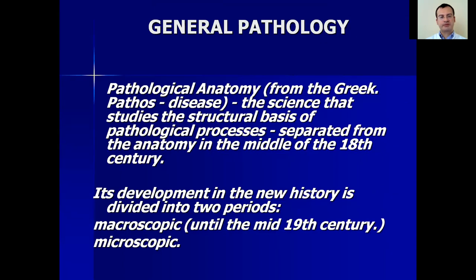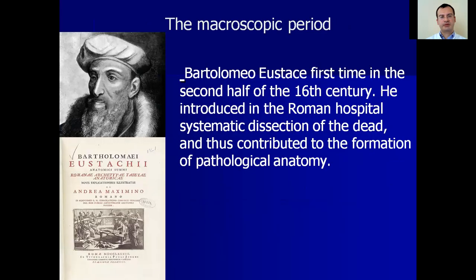General pathology. Pathological anatomy, the science that studies the structural basis of pathological processes, separated from anatomy in the middle of the 18th century. Its development in modern history is divided into two periods, macroscopic and microscopic. The macroscopic period. Bartolomeo Eustachi, for the first time in the second half of the 16th century, introduced systematic dissection of the dead in a Roman hospital, and thus contributed to the formation of pathological anatomy.